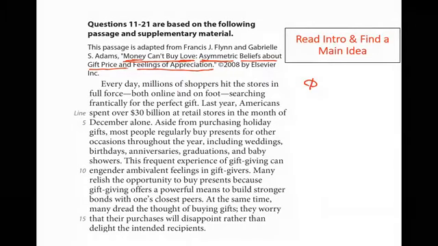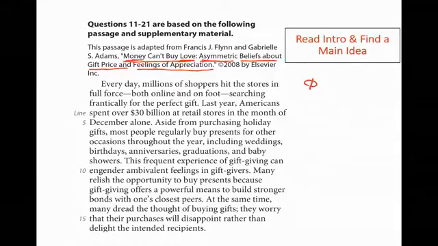Asymmetric must mean the opposite, because a, as a prefix, will usually connote or signify that it's the opposite of what follows. So if symmetry is what follows, asymmetry means not even or not similar on both sides, right? One's big, one's small. So something about different beliefs, not similar or not the same. So different beliefs about the price of gifts and feelings of appreciation.